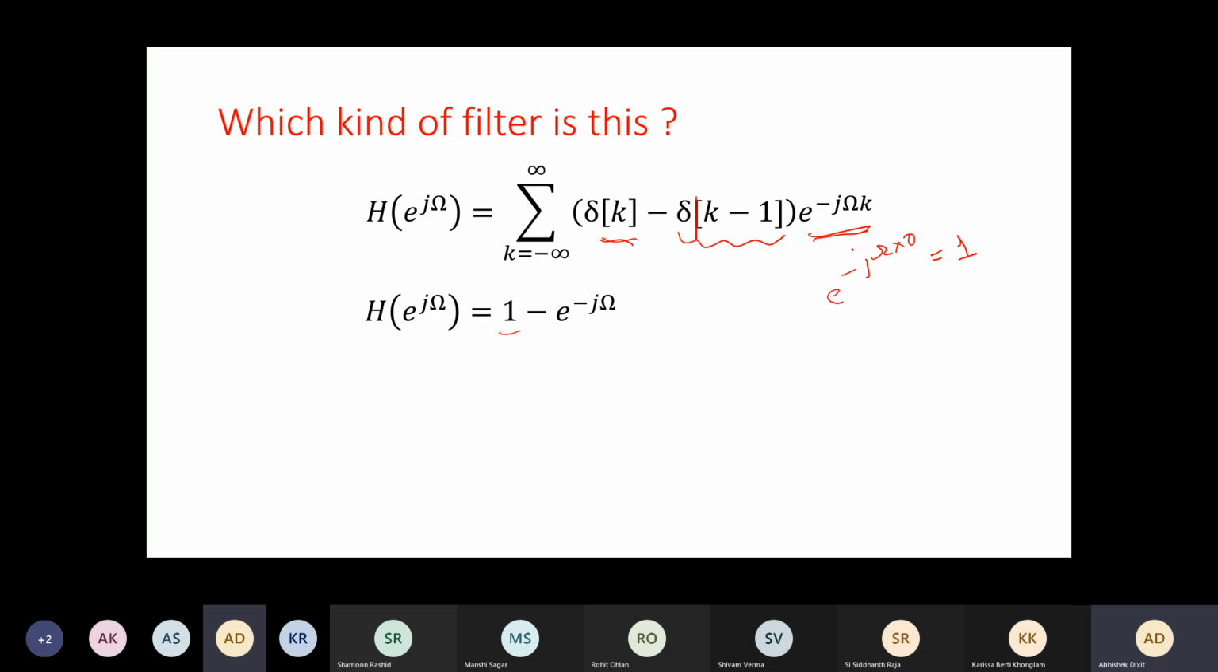Similarly, this will be 1 when k equals 1. For all other values of k, this will be 0. So when k equals 1, this function becomes what? e to the power minus j omega. So H(e^jω) is very simple.